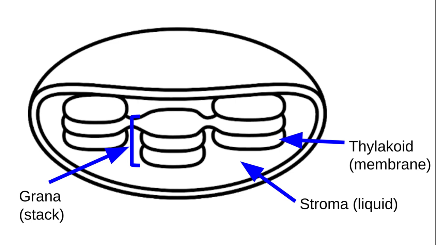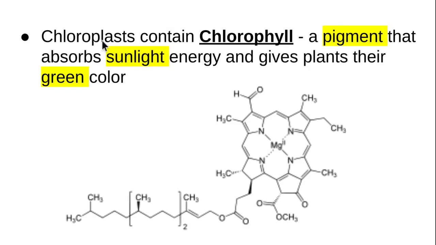So these chloroplasts are green because they have chlorophyll. Chlorophyll is the green stuff. It's a molecule, and it's a pigment. Pigment means it's a molecule that gives something color. So it absorbs sunlight energy and gives plants their green color. You can see it's made of carbon, hydrogen, oxygen, nitrogen, magnesium, just like lots of other molecules inside of plants and humans.